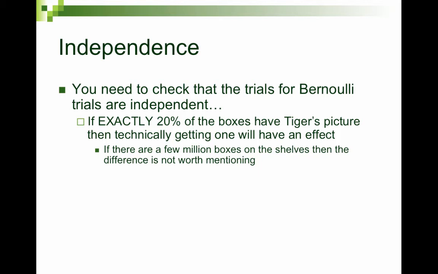If you open one and get Tiger's picture, then the probability that you get Tiger's picture again goes down, therefore they wouldn't be independent. However, if we think about this in reality, they're not only selling this box of cereal in one store or even in one state. They're selling them all over the place. Therefore, there's probably a few million, so opening one really won't affect the probability of the next one.